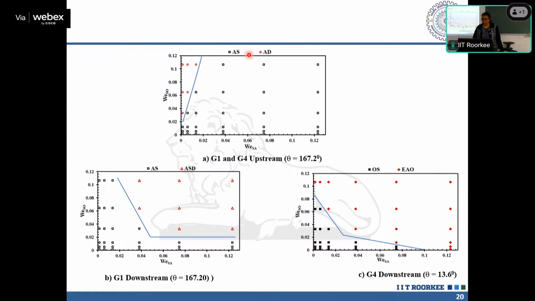AS is aqueous slug and AD is aqueous drop. Basically slug and drop. Since we could have seen two different slug formations, one is the slug made of toluene and another is made of aqueous. So AS and AD are the nomenclature. Since it is a hydrophobic material, water is in the disperse phase and the organic phase is in the continuous phase. So this is our flow pattern map.